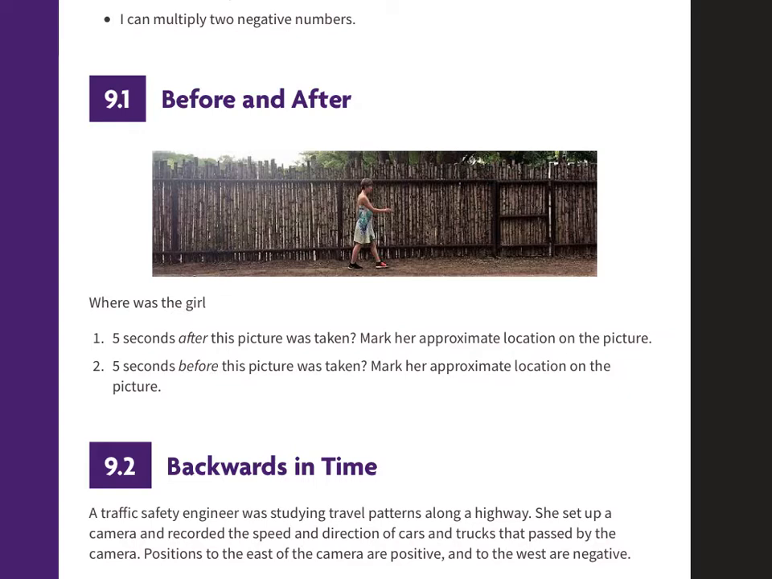All right, hopefully you've come up with 2 spots. So 5 seconds after, looks like she's walking at a leisurely pace, but we really don't know, right? So we can say 5 seconds after, maybe she's right there. And 5 seconds before, maybe right there. But it's all a guess, right?